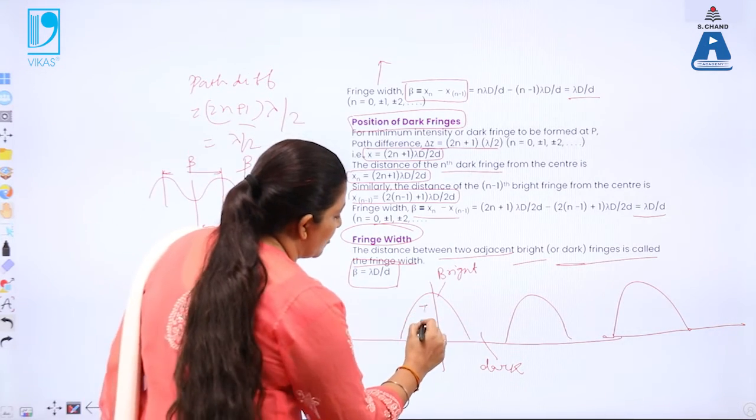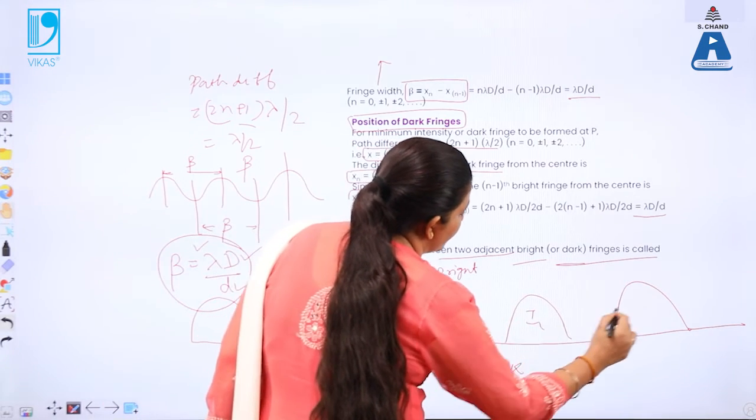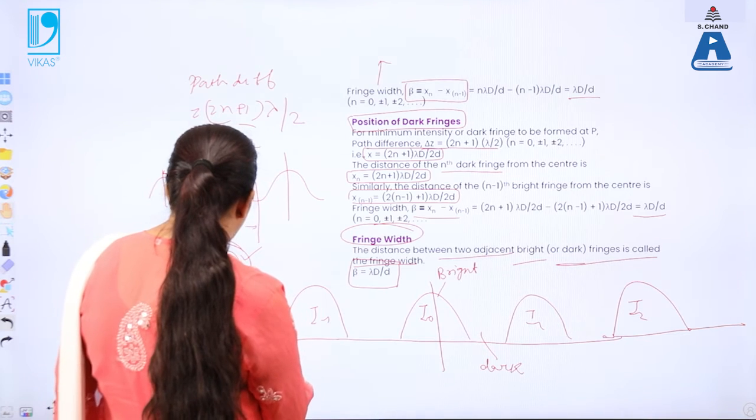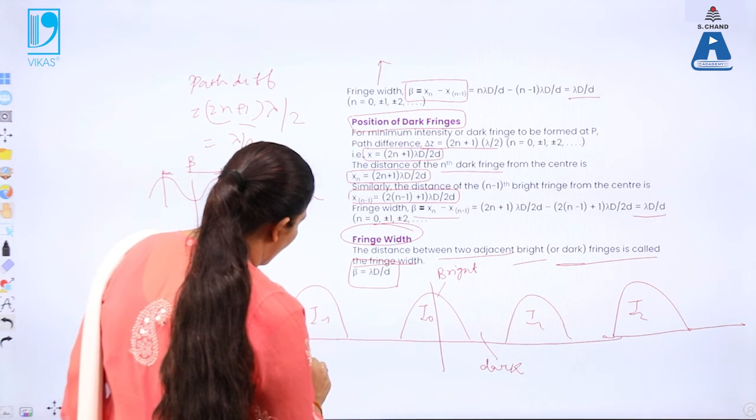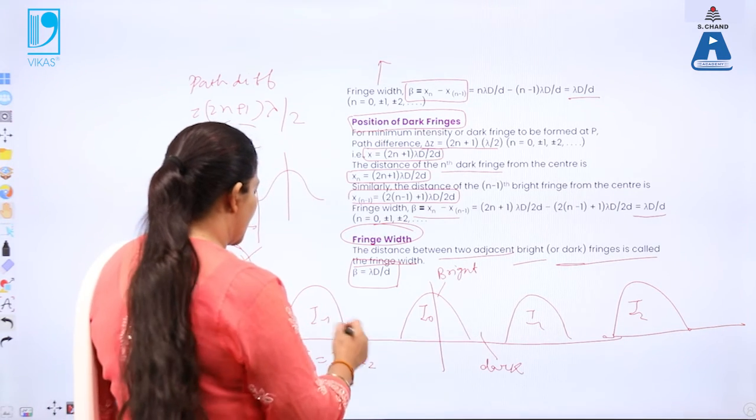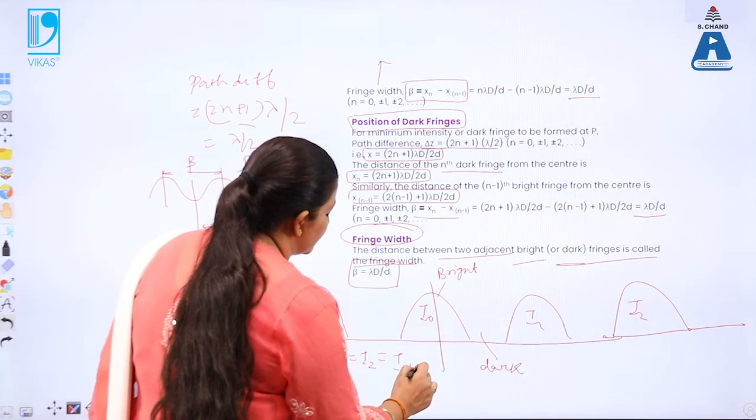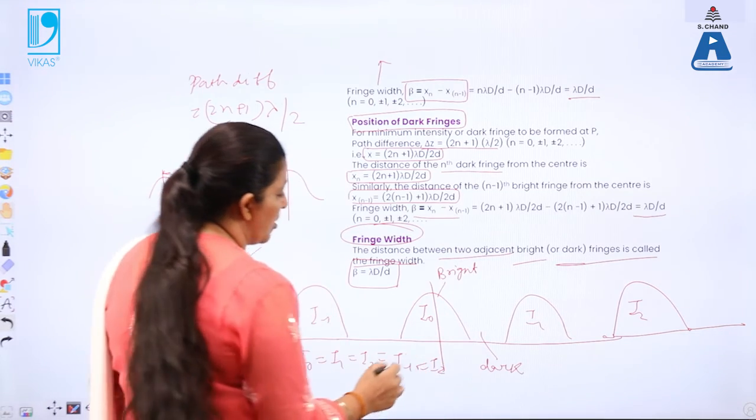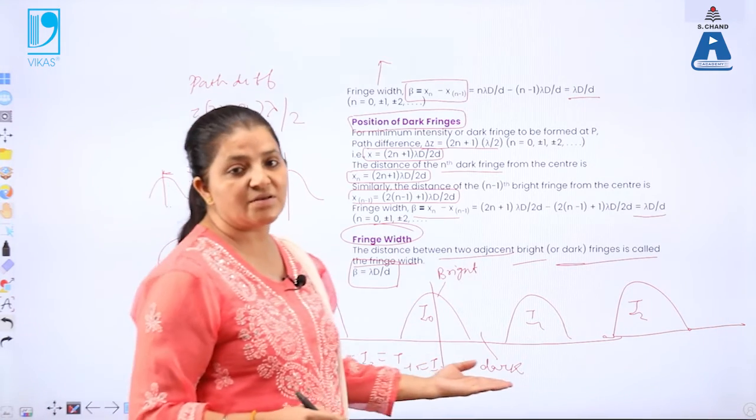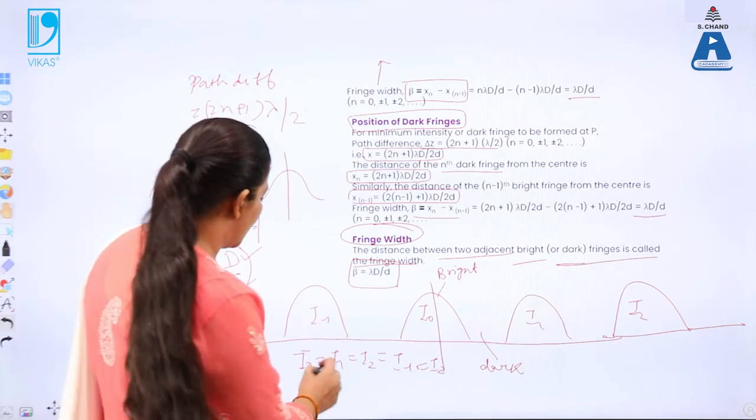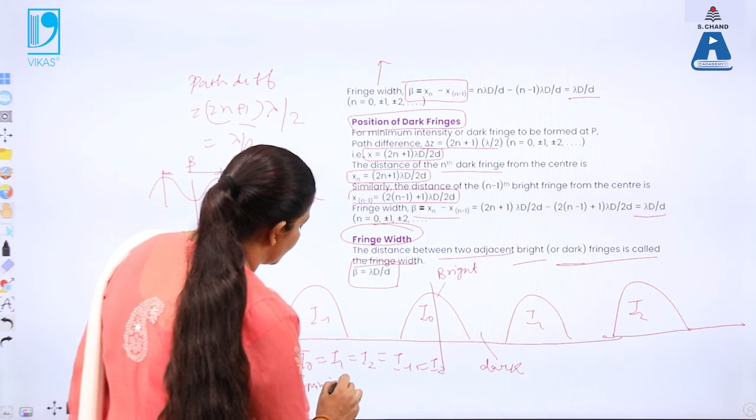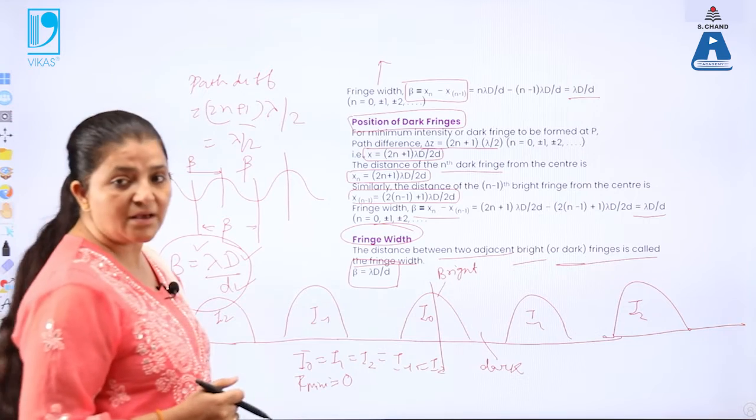So here I0, I1 and I2 are equal to each other, and likewise on the other side, minus I1 and minus I2. So the intensity I0 equals I1 equals I2. The intensity of all the maxima is the same, while the intensity of all the minima is 0. The minimum intensity is 0. So this is Young's double slit experiment.